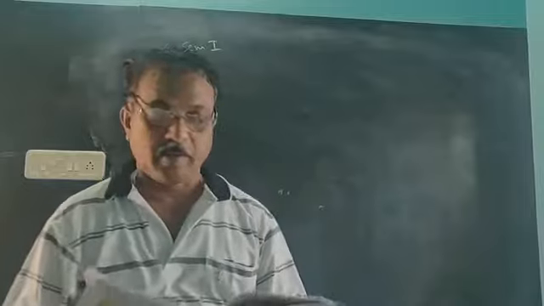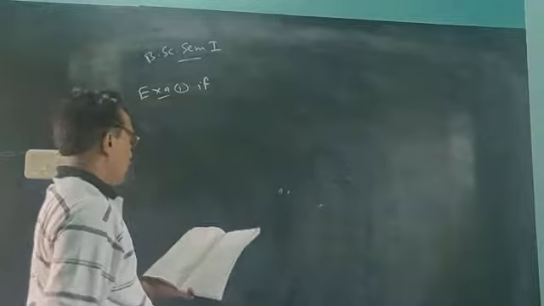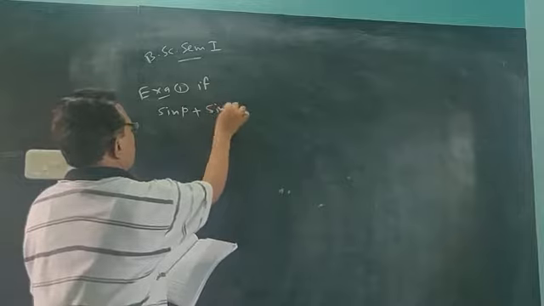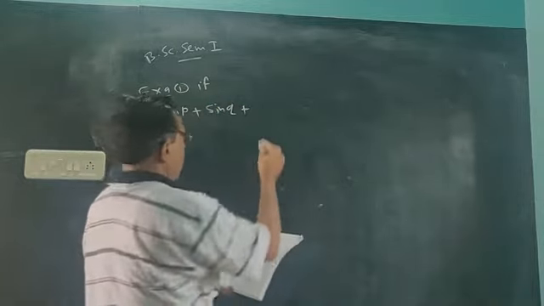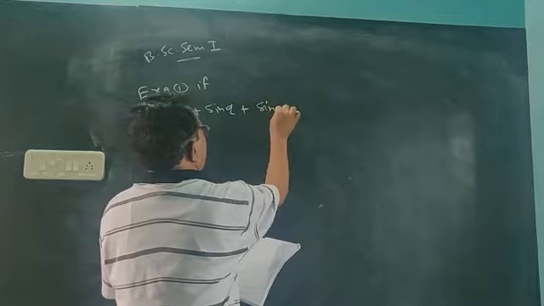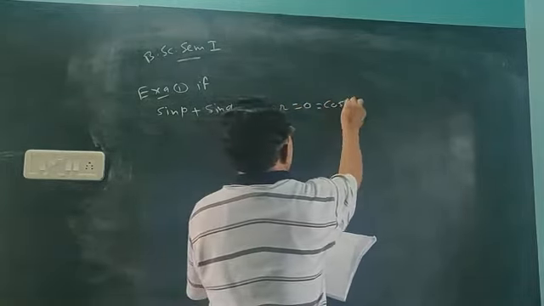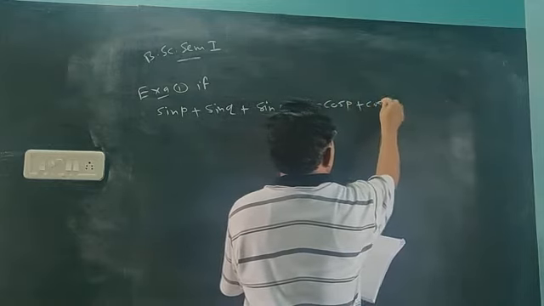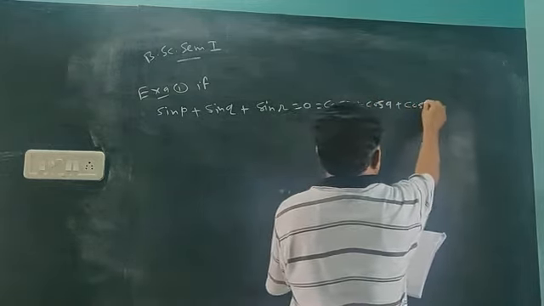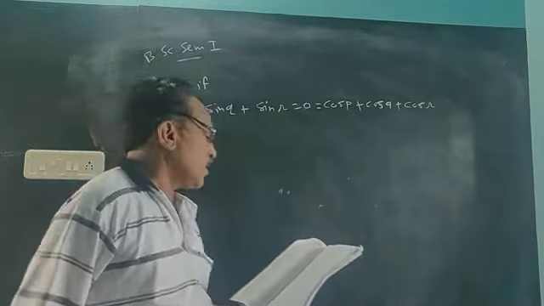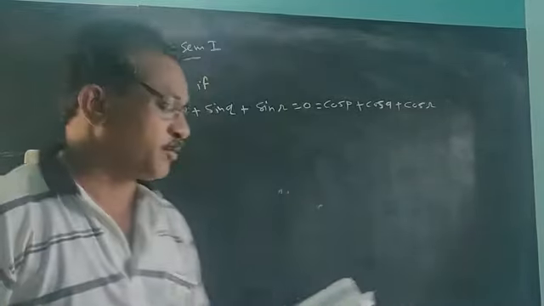Examples. Again on De Moivre's theorem, we see for example: if sin p plus sin q plus sin r equals 0, this also equals cos p plus cos q plus cos r equals 0. Given to you sin p plus sin q plus sin r equal to 0, as well as cos p plus cos q plus cos r equal to 0.